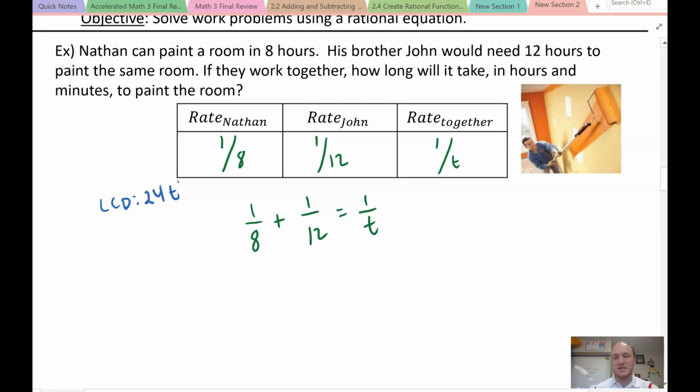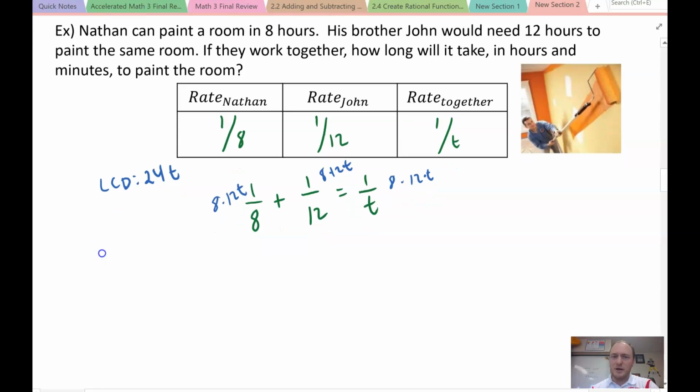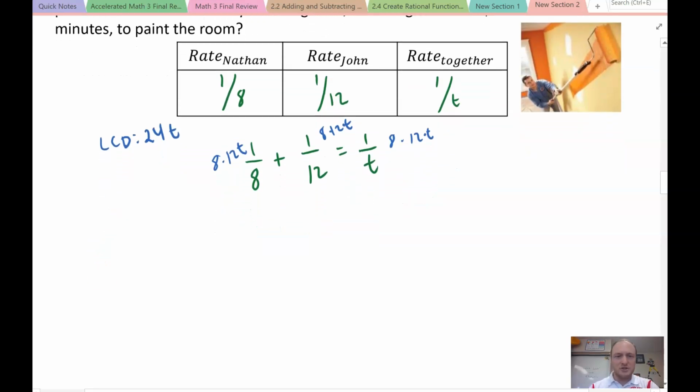Okay, that's your LCD. You can still multiply by 8, by 12, and by t. So if you struggle with identifying the LCD, feel free to just multiply by all of the denominators, and everything will cancel out, right? But if you're quick with the LCD, you're like, hey, 24t will do the job. That can make your math simpler. So I'm just going to do it this way.